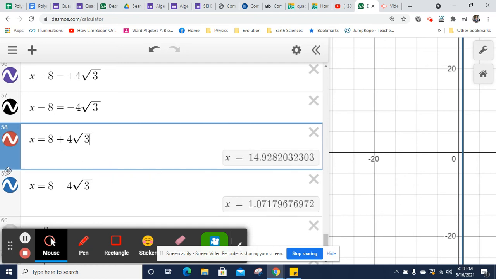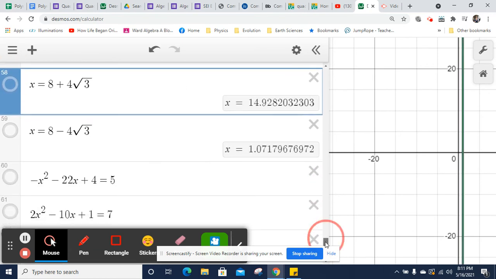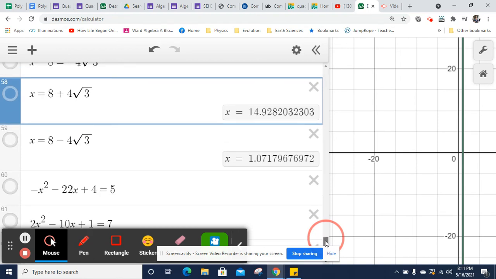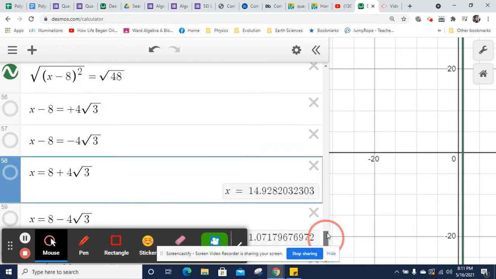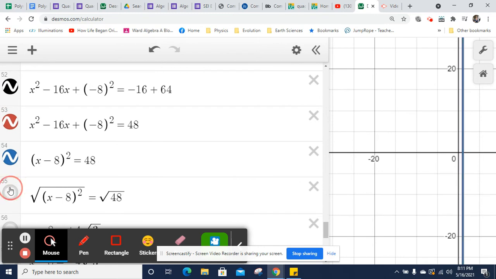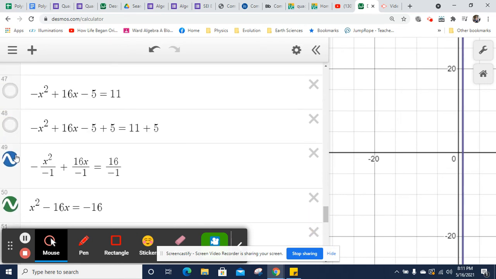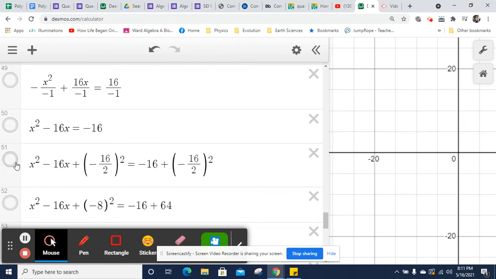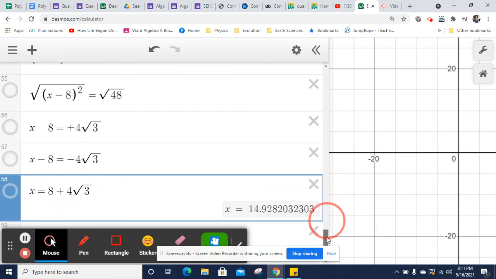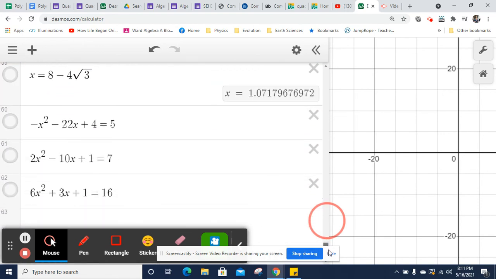Okay, at this point, I'm going to turn those off, and I would like you to take a look at the next one. Negative x squared minus 22x plus 4 equals 5, and see if you can work that one out. I'll come back down to it after I clean all this stuff up. I just want to remove distractions from the graph. You can turn those on if you wish. I will be sharing this Desmos with you.